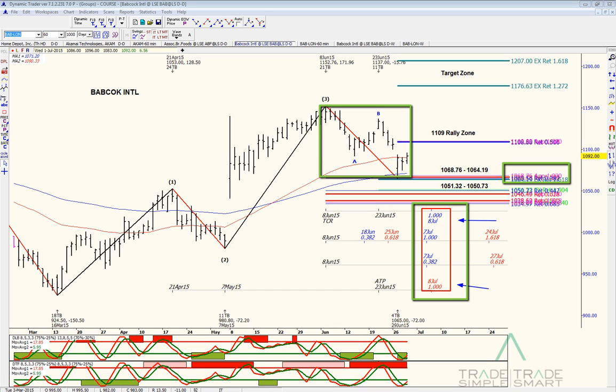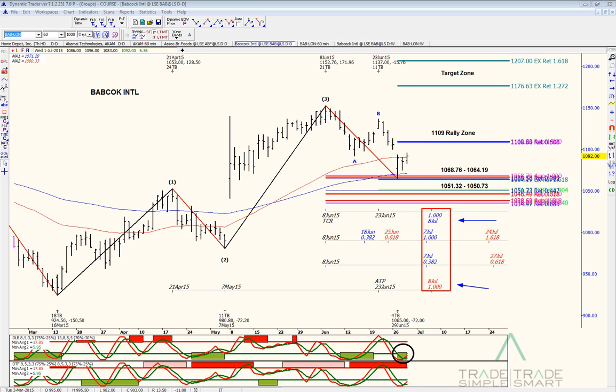Okay, now this strategy can be done with or without the use of indicators. In this case, we have a proprietary indicator which comes with the Dynamic Trader software, and we can clearly see that the market is oversold. Okay, so this is another reinforcing factor that a reversal is highly likely to take place.